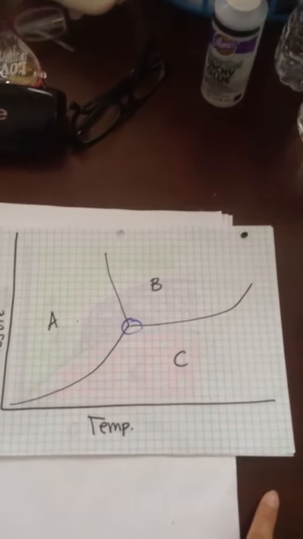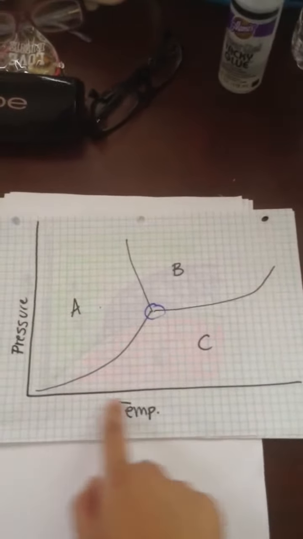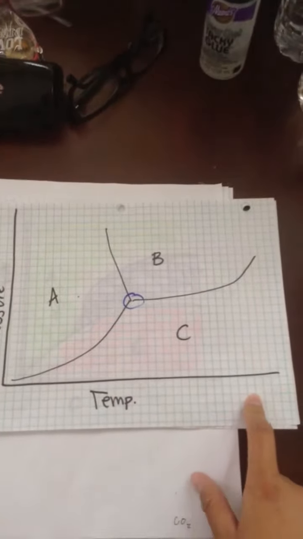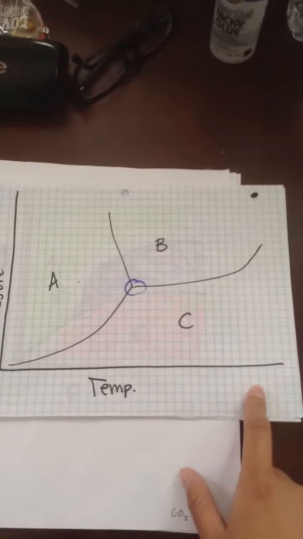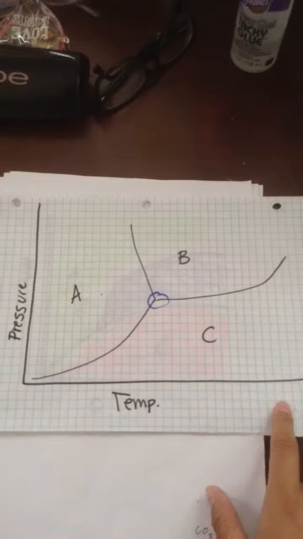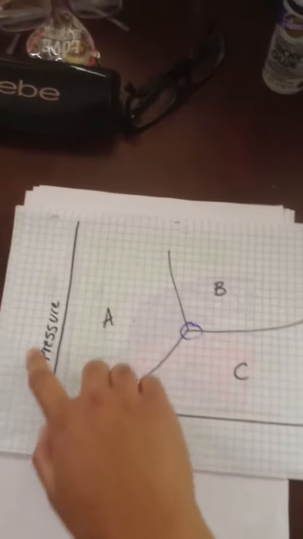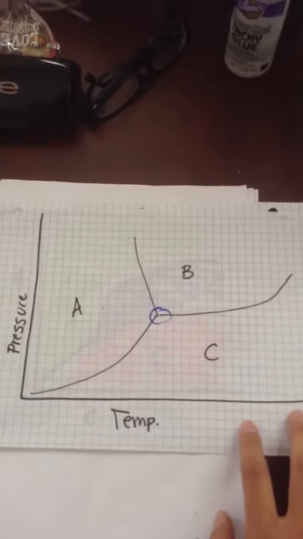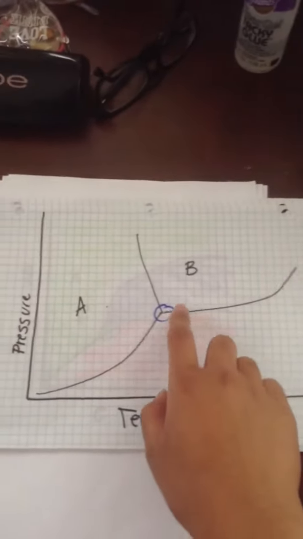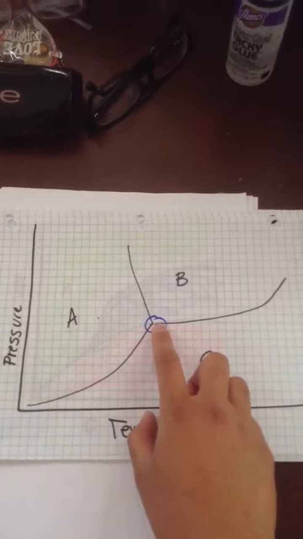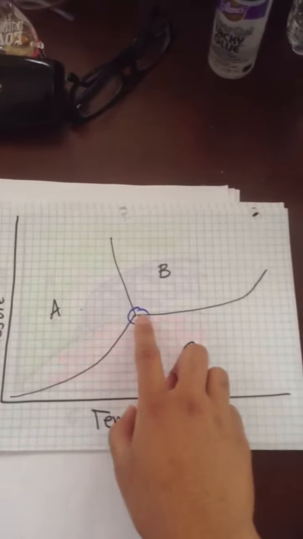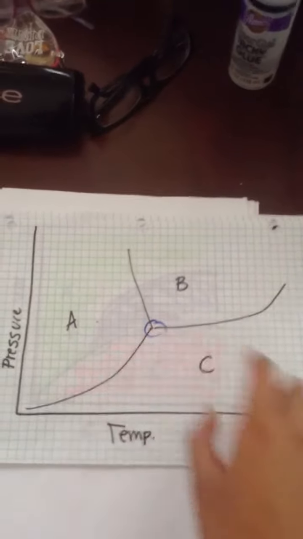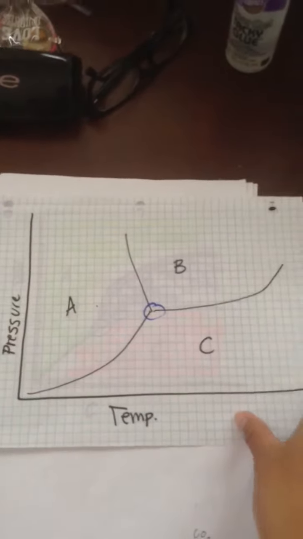Okay, on the x and y axes, one is usually temperature. Temperature is usually in Kelvin, Celsius, or any other unit they'll give you. And pressure would be atmospheric pressure, torr, or mmHg. This intersection right here is called the triple point. The triple point is where all three are present: solid, liquid, and gas.